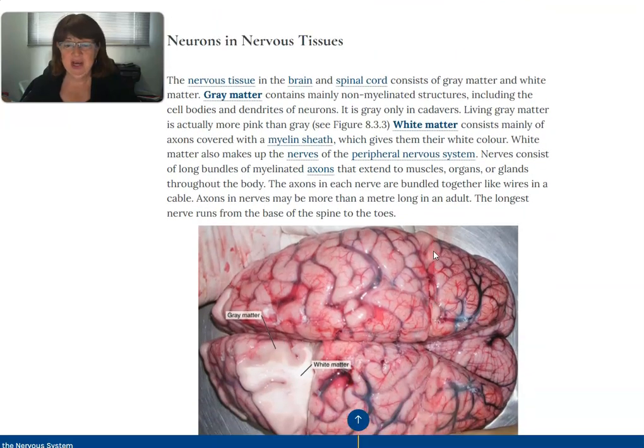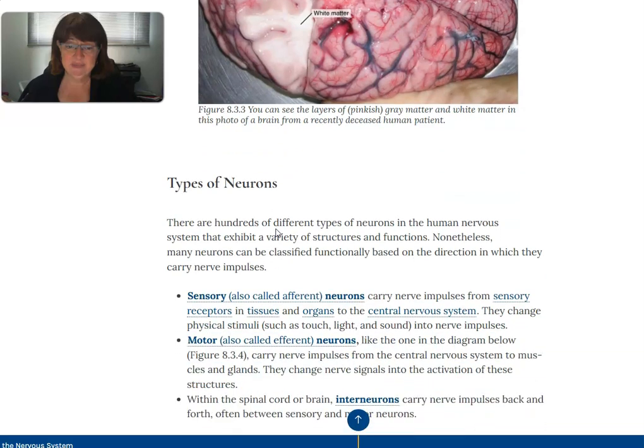Okay, now when you look at nervous tissue, it has gray matter, which is the unmyelinated part, and then it has the white matter. And the white matter is white because of the lipids in the myelin sheath. So it is the part that covers and protects it. Now, in the brain, the white matter's on the inside, the gray matter's on the outside. In the spinal cord, the gray matter's on the inside and the white matter's on the outside.